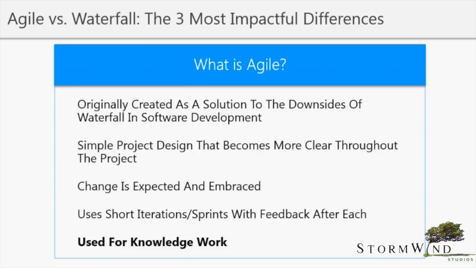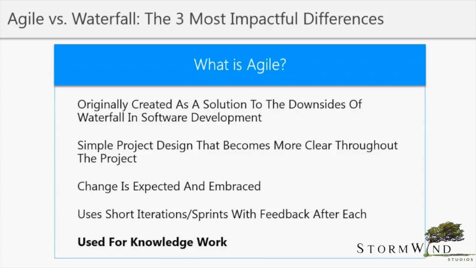Agile was typically designed for knowledge work because software developers were looking at waterfall project management and saying, this isn't working. We are trying to work with new cutting edge technology. Things change all the time. It's very difficult to pre-plan something like this when we expect changes. So Agile was developed to create a very simple design that becomes more clear throughout the project. We expect change and we embrace it.